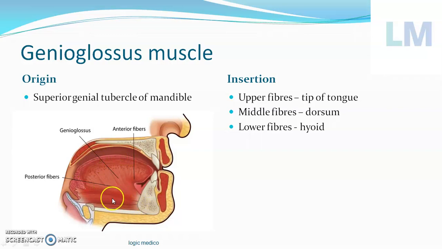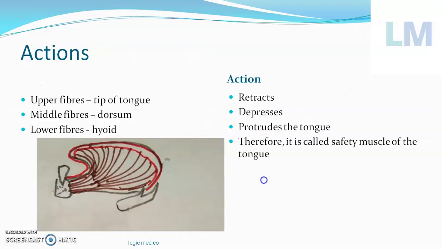Whereas the lowermost fibers are going towards this bone. This bone is the hyoid bone. That is the insertion. Upper fibers to the tip of the tongue, middle fibers to the dorsum of the tongue, lowermost fibers to the hyoid bone. Got it? This is the origin and insertion of genioglossus.